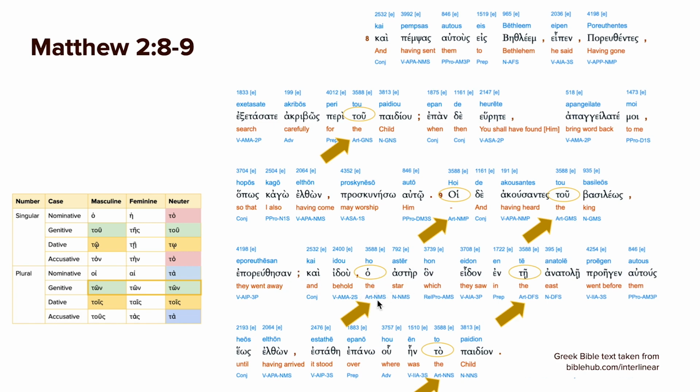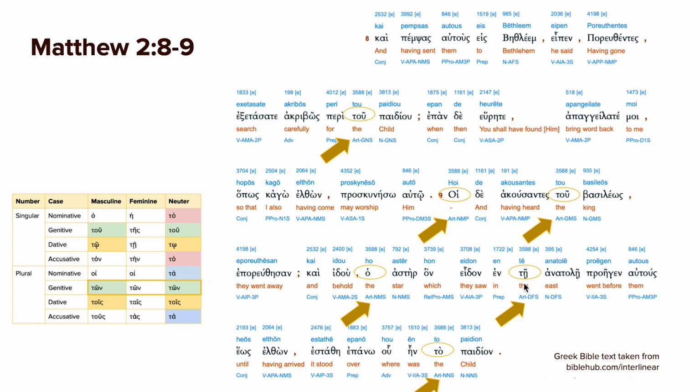And then ha-aster. Ha-aster is masculine, nominative, singular, so that's why it's ha-aster, and it's the subject. The star, which they saw in the east. So en, remember, following en is the dative, because when you're in a relationship with someone, you're dating them. So en te anatole is going to be dative feminine singular, and that's why it's te. Look, in the dative feminine singular is te.